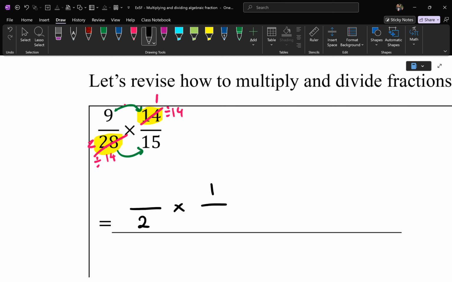Then you do the same here. 9 and 15, can I find a common factor of 9 and 15? 3, very good. So how many 3s go into 9? 3. So this now becomes 3. And then how many 3s go into 15? 5. So this now becomes 5. That's called reduction. This is the skill we're looking for, not the other one. This is what we're looking for.